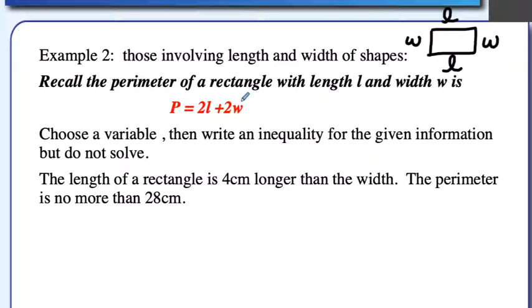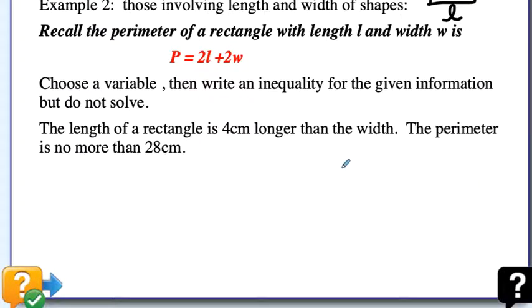All right, so we're going to use that and try to write an inequality. So let's look at what we got. The length of a rectangle is 4 centimeters longer than the width. The perimeter is no more than 28 centimeters. First of all, when we're writing these inequalities, we're looking for one variable. And when I make my let statements and use rectangles, I like to go with the smaller value for my variable. The width is always smaller, so I'm going to let W equal the width.